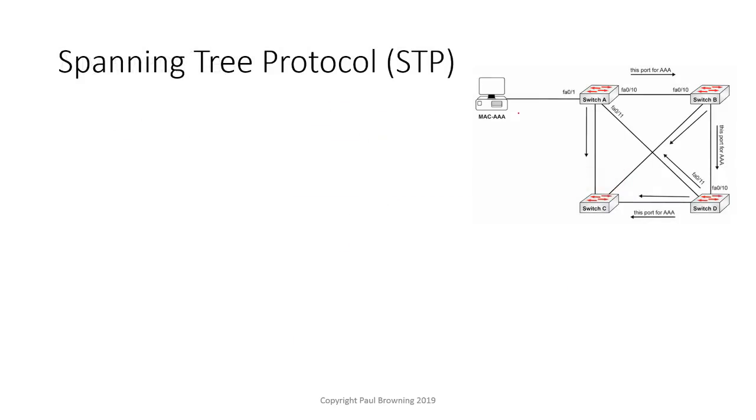So let's start with the first item on the syllabus for ICND2, which is the spanning tree protocol. It runs by default on all switches on your network. You can actually disable it, which would be an absolutely terrible idea. It would be like taking the brakes off your car. You can do it, but that's not advisable.